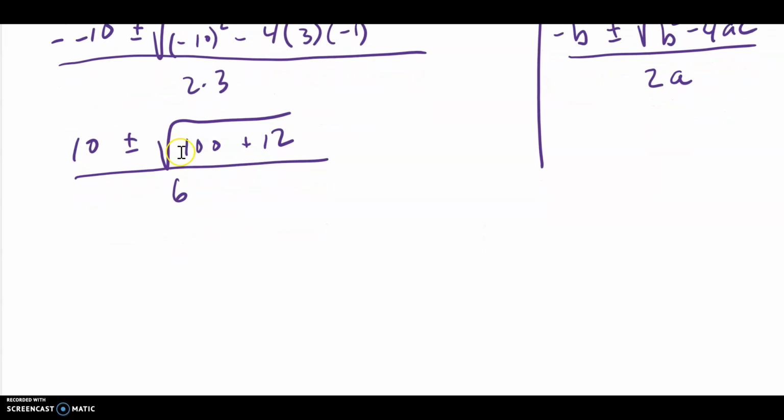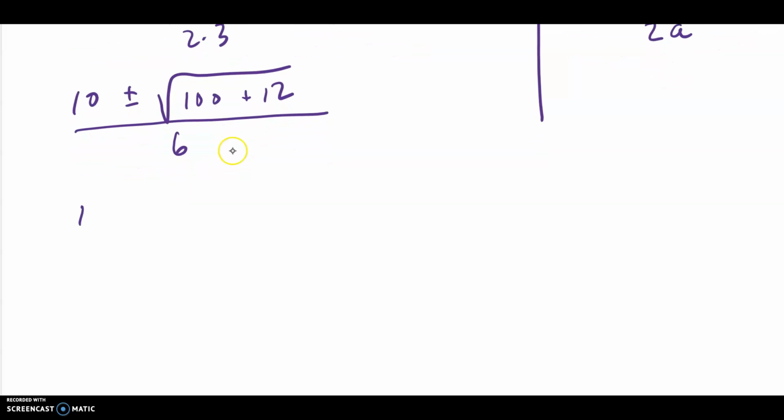Okay, back to the square root. 100 plus 12 is 112. All right, so 10 plus or minus the square root of 112, divided by 6. All right, now at this point, without a calculator, I'm kind of stuck because 112 is not a perfect square. If this had been a perfect square, I would just take the square root and keep going.